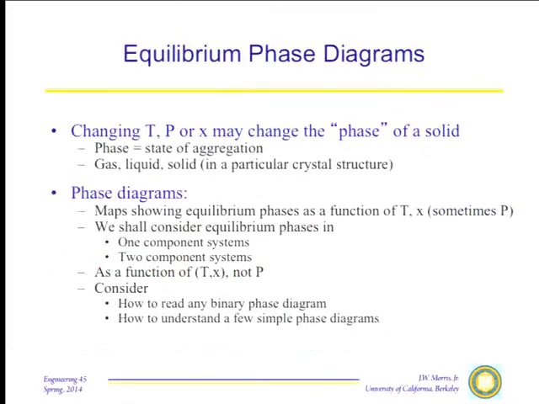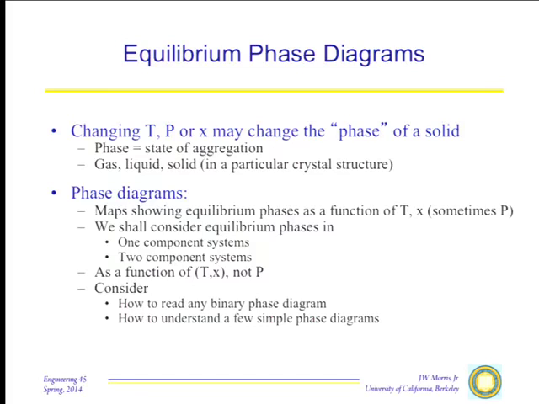Okay, that gets us to equilibrium phase diagrams. Changing T may change the phase of a solid. The phase is the state of aggregation, gas, liquid, or solid, or a particular crystal structure. We would like a simple way of understanding, because it's very important in materials processing in particular: if we take something that has a particular composition, and we give it a certain temperature and pressure, generally we're talking atmospheric pressure, so temperature is the only thing that really matters.